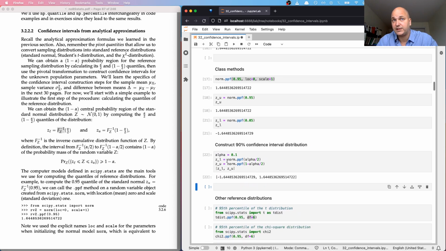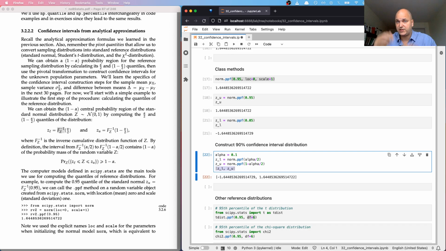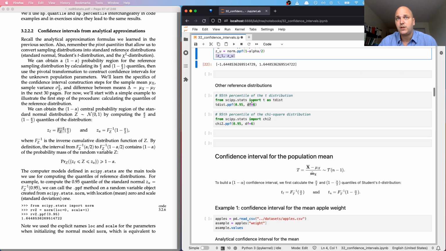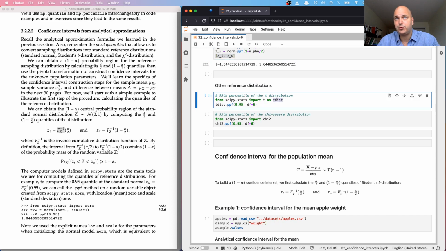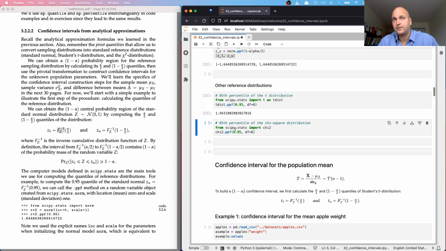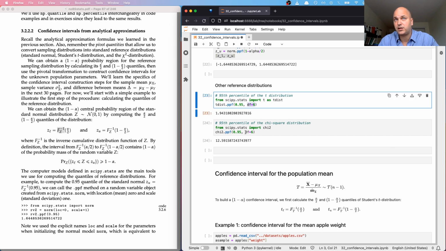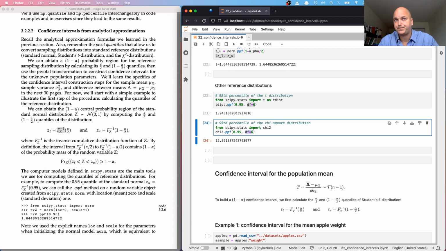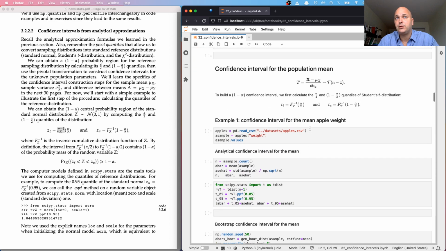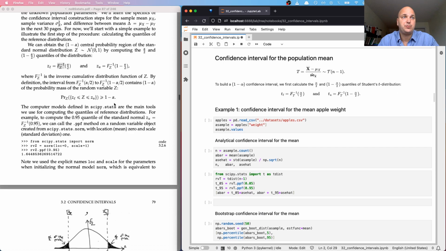So here's the example. You compute the bottom alpha over 2 quantile and the top alpha over 2 quantile, and those are the limits of your confidence interval. It's very straightforward. If you know how to use probability distributions, it's the same. For the t distribution, it works exactly the same way. We'll see those come up in other examples. Note, however, that the t distribution takes a keyword parameter, the degrees of freedom. All right, let's continue in the next video, confidence interval for the population mean.